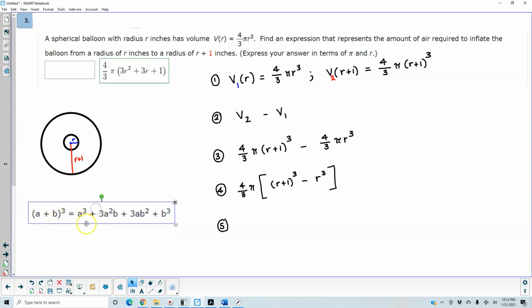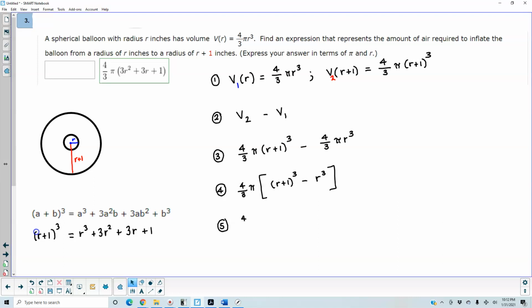And so here we need to find the sum of cubes. In this case, this is r plus 1 cubed. So we have r plus 1 cubed. And so that means we're taking r and then cubing that. So it's r cubed plus 3 times, well, r is a, so we're going to square the r. And then b is 1, so times 1 is just 3r squared. Plus 3r times 1 squared, which is 1. So it's just plus 3r, and then plus 1.